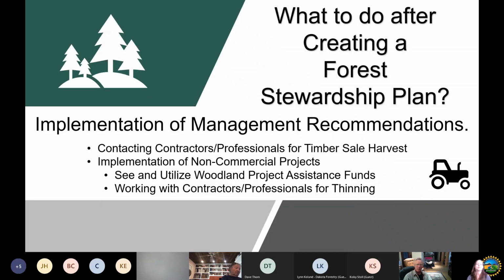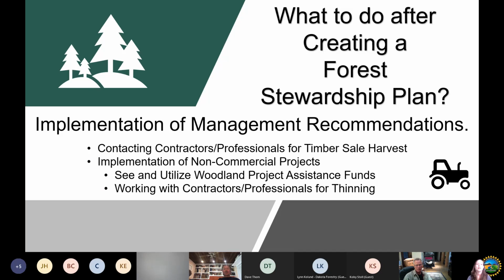So you have a resource professional and they've created one of these forest stewardship plans. One of the big things is what to do after you have one created, right? Well, what we would like you to do is implement the management recommendations. That's why the management recommendations are tailored per person, which is also the reason why forest stewardship plans don't transfer when people sell, because someone's objectives are completely different than another's, and they are tailored specifically for each landowner's goals and objectives.